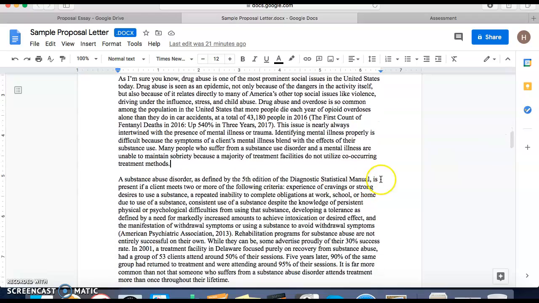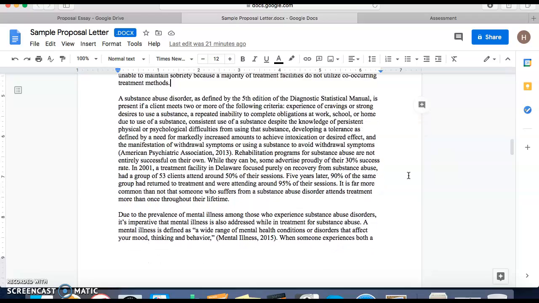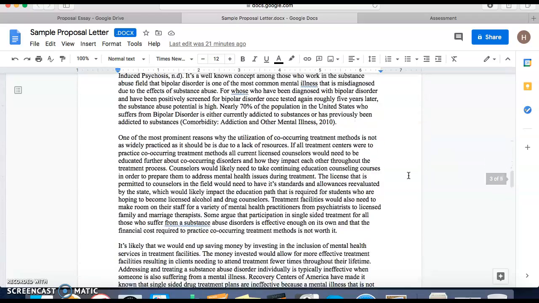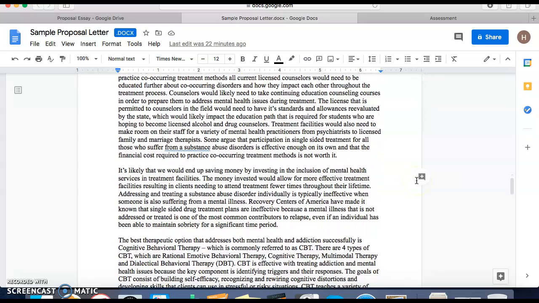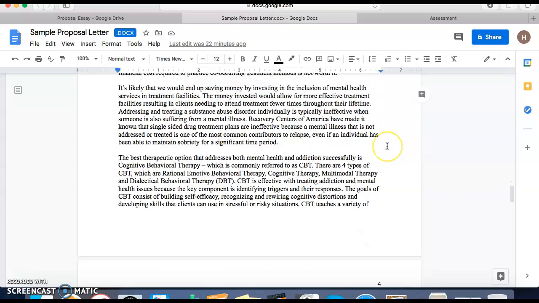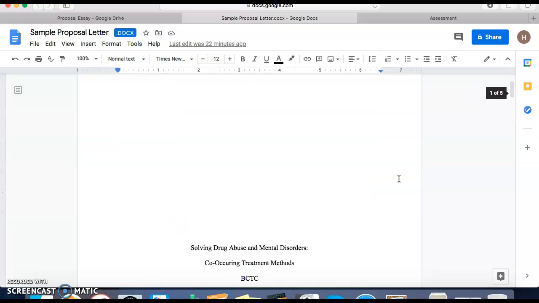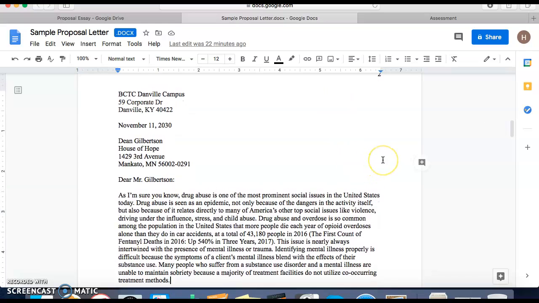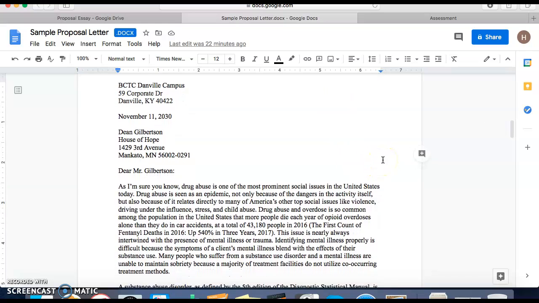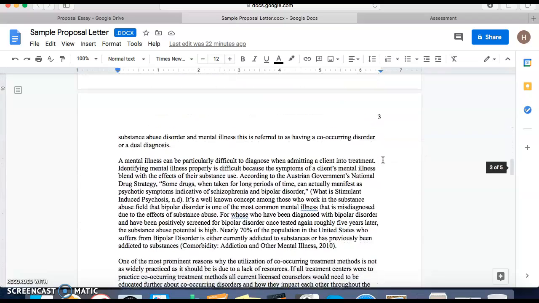I encourage you to go through and read this in its entirety. It'll give you a really good idea of how to synthesize the information you found from your sources into a business letter format that is proposing a solution to a problem. And if you have any other questions about business letter format, please reach out to me, and I can help you work through that.